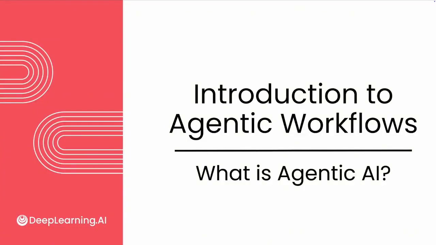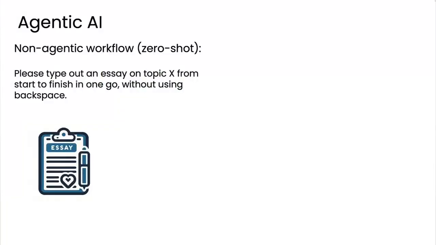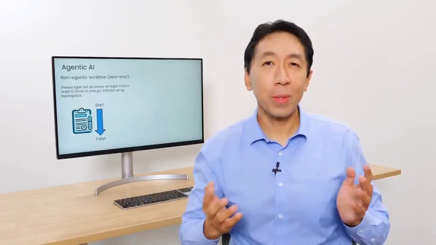So what is agentic AI and why are agentic AI workflows so powerful? Let's take a look. The way that many of us use large language models or LLMs today is by prompting it to say, write an essay for us on a certain topic X. And I think of that as akin to going to a human, or in this case, going to an AI and asking it to please type out an essay for me by writing from the first word to the last word all in one go and without ever using backspace.